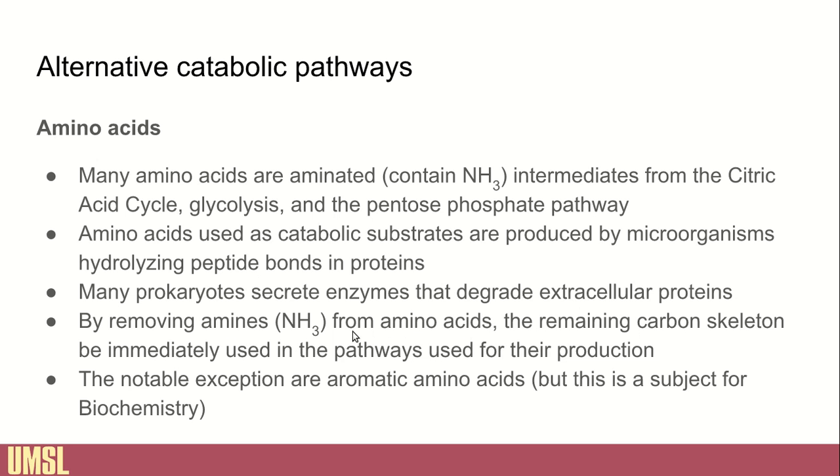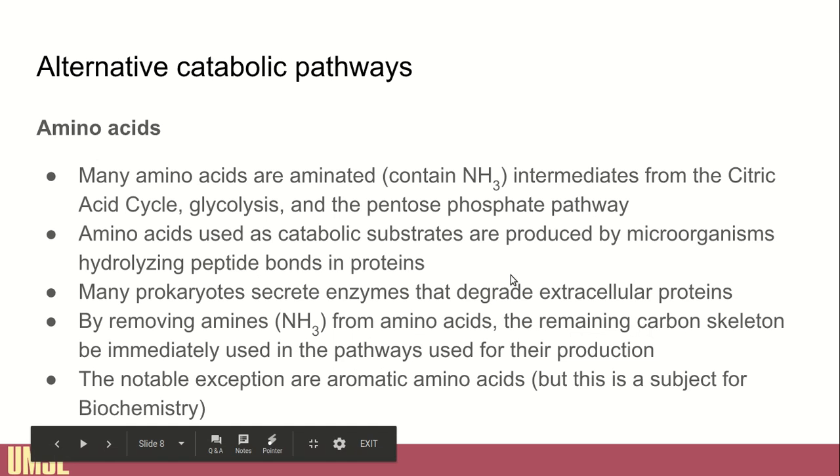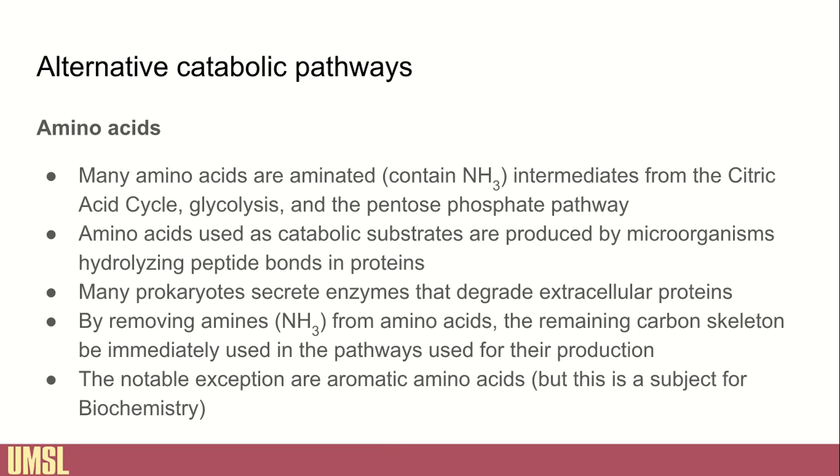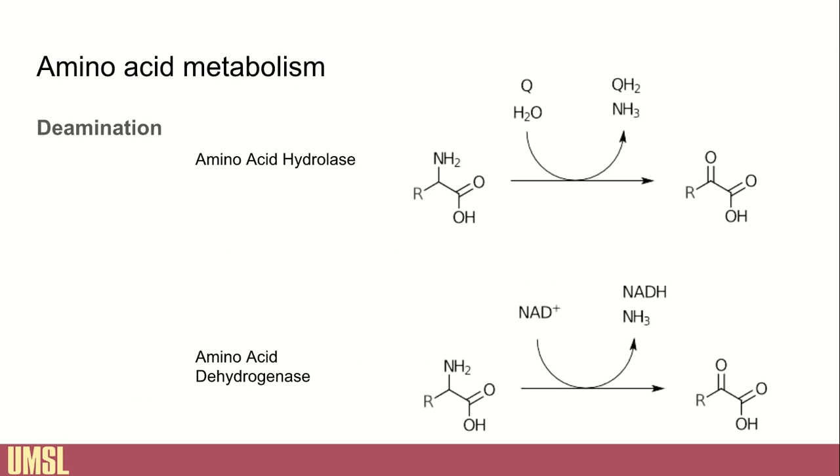And so again, by removing these amine groups from amino acids, the remaining carbon skeletons can immediately be used in pathways used for their production. And so I'm taking you first through the process of eating the amino acids because that's going to help us understand how to make them. And so the notable exception here are aromatic amino acids, but that is a subject for biochemistry and I think gets beyond where I want to take you guys in this course and gets away from the sort of core principles that I want you learning here.